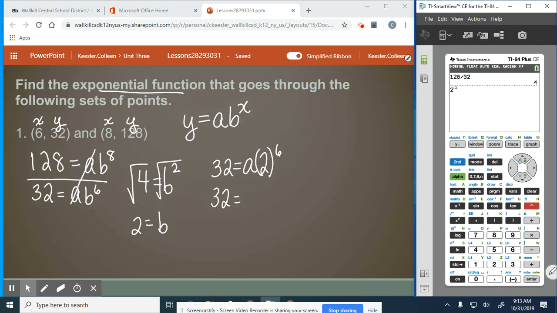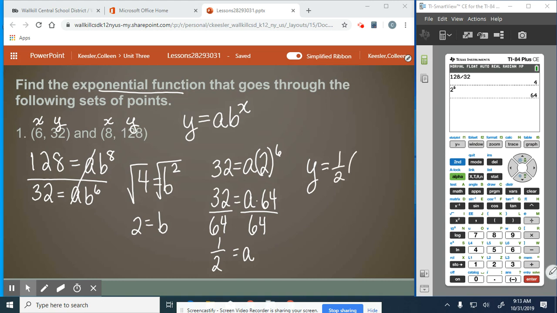which is 64. So it's a times 64. Divide by 64. And a equals 32 over 64, which hopefully you know is 1/2. So then we get our equation, y equals 1/2 times 2 to the x.